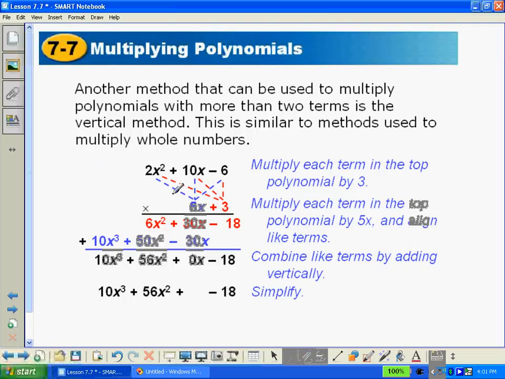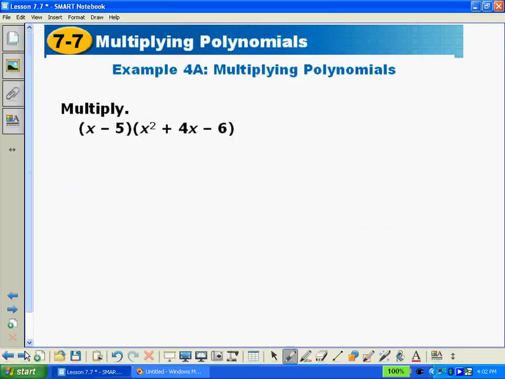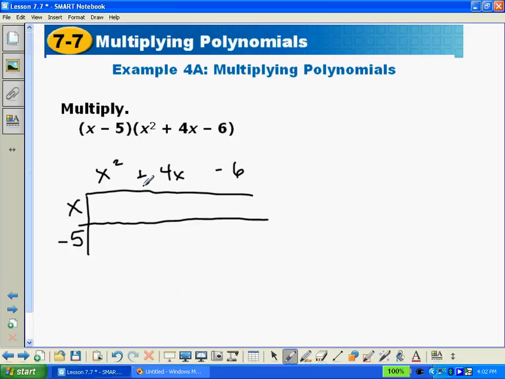If I want to use the rectangle method for this, I have x squared plus 4x minus 6. I'm going to write that along the top of a box. I'm multiplying it by x minus 5. So now, what's the product of x squared and x? That's x cubed. The product of x squared and negative 5 is negative 5x squared. The product of 4x and x is 4x squared. The product of 4x and negative 5 is negative 20x. The product of negative 6 and x is negative 6x. And the product of negative 6 and negative 5 is positive 30.